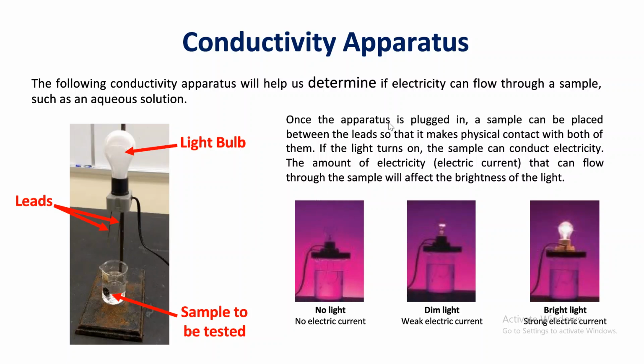Once the apparatus is plugged in, a sample can be placed between the leads so that it makes physical contact with both of them. If the light turns on, the sample can conduct electricity.